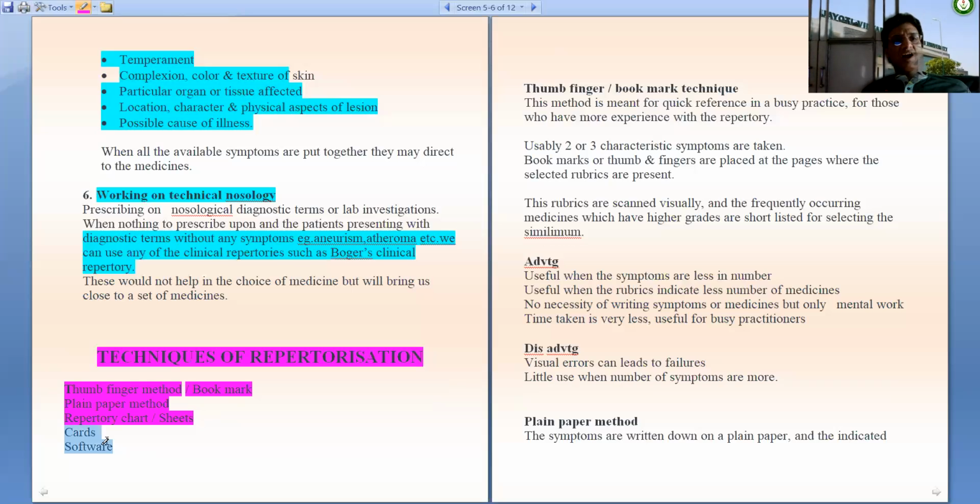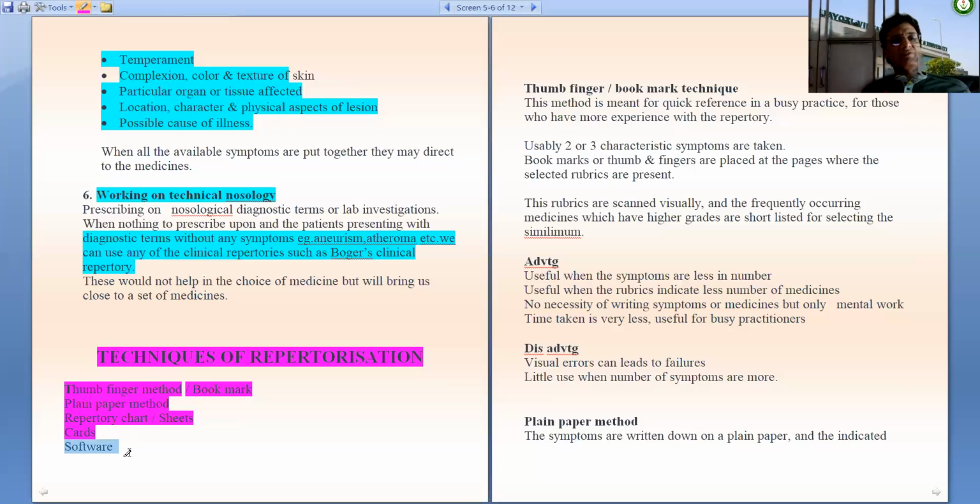Then another method is the card method, in which there are punched cards which are commonly used. The name of medicines or the indication of that name of medicine is given on the cards with the punch, and all the selected cards are kept one on the other and seen against the light. If there is light coming from some medicine, that medicine is selected.